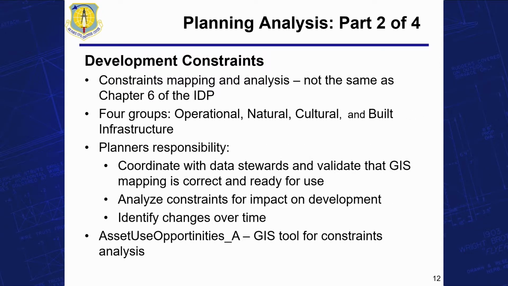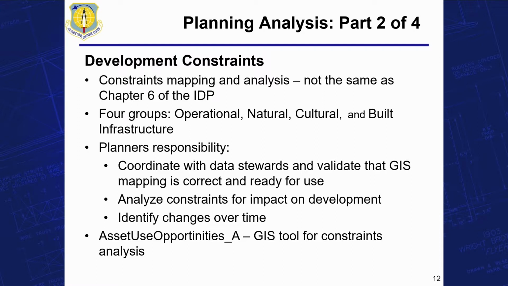Development constraints. This process is not new to installation planners. Chapter 6 of the IDP analyzed potential constraints with respect to their potential to limit the installation's operational or development capacity. There will be subtle differences in how AFCEC chooses to identify and document constraints in the district plan process, and you should look to AFCEC playbooks for further guidance in the future.